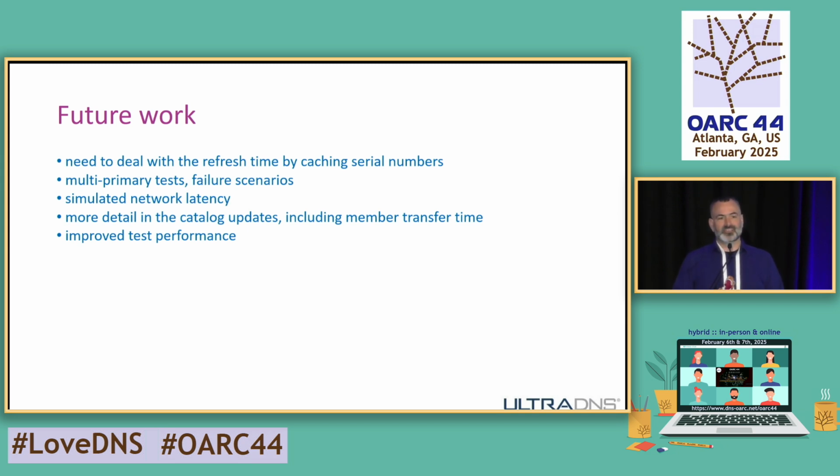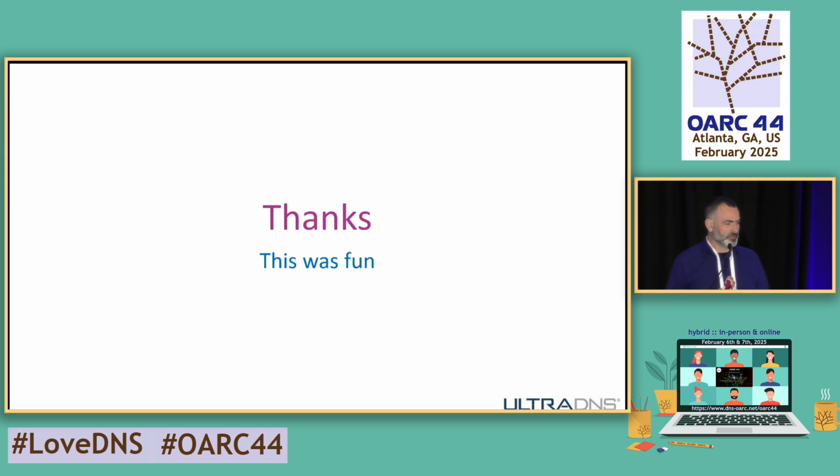Multi-primary tests and that idea of redundant notifies seem like an important thing to include. Of course, in a globally distributed system, there are network delays that change performance and change how things behave, so I can simulate those. There's lots of other things that we could update, but that's basically what I've got.